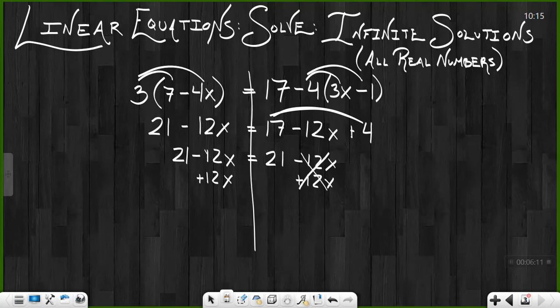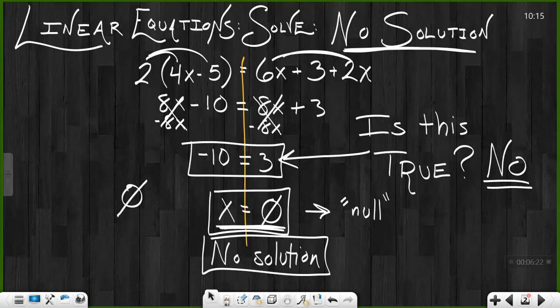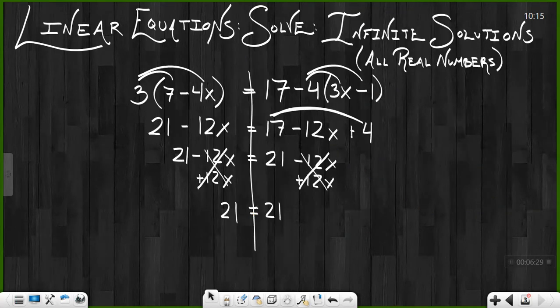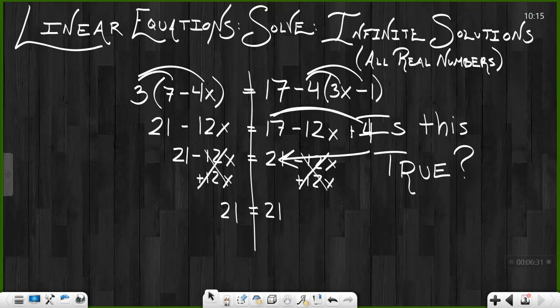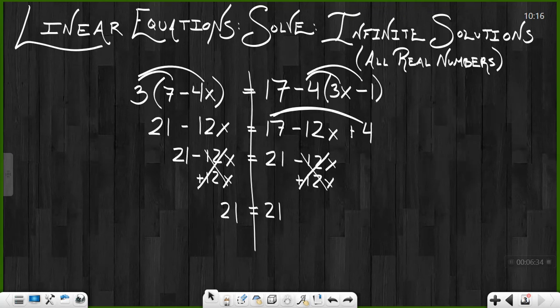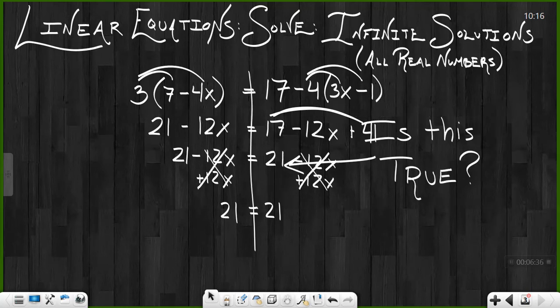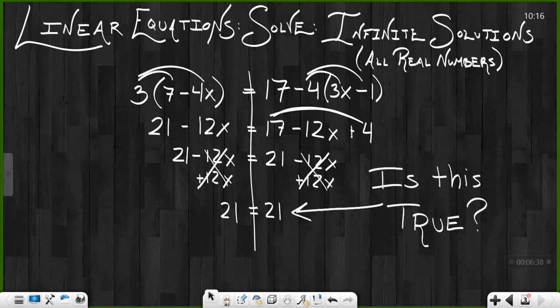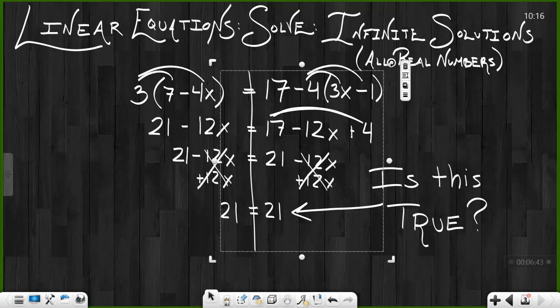And notice again, just like before, my x's cancel. But this time, I'm left with 21 on the left equals 21 on the right. And we're going to ask ourselves the exact same question that we did before. So this question right here that we asked, is it true? We are going to ask that exact same question here. This time we're asking, is this down here true? Is 21 equal to 21? That's what I'm looking at.